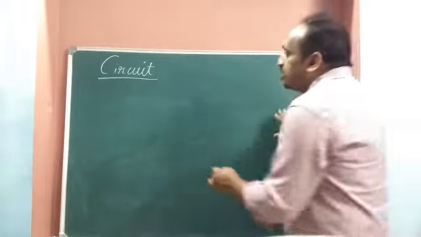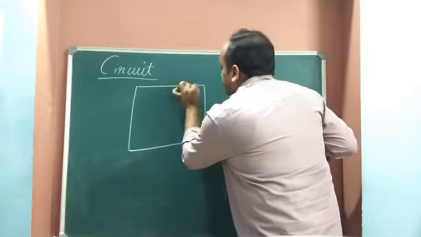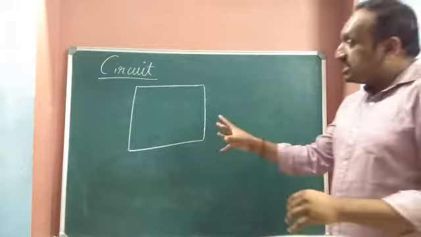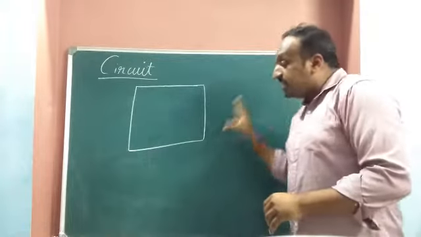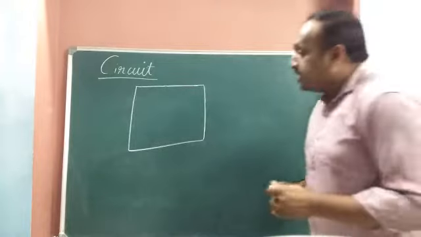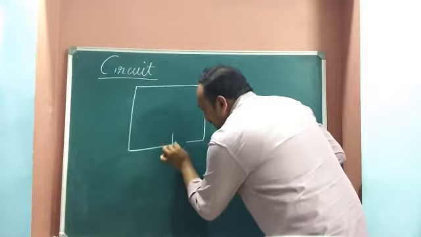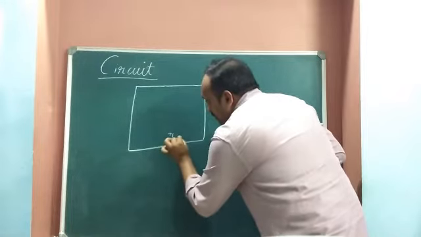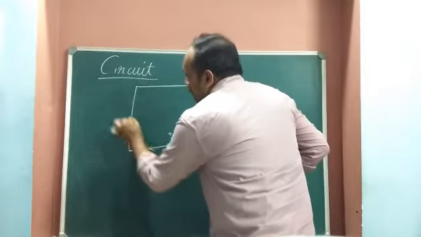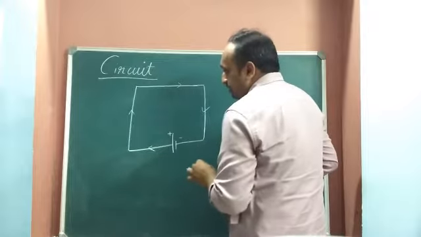So let me draw a closed path. This is the closed path. To pass the electrical charges in this closed path, I need a source. I will use a cell, positive and the negative terminal, and the current will flow in this direction, that is I.